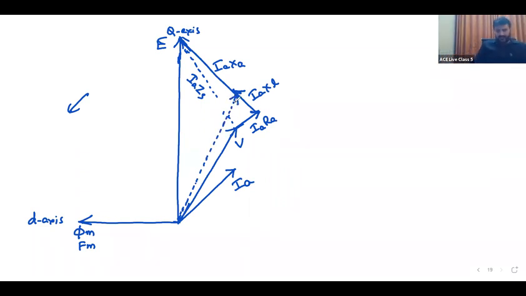Okay. This is said to be ER, the air gap voltage. Why is it called that? The reason is IA. First, let me write. This is delta, the angle between E and V. And this is phi. This is psi. Psi is the angle between E and IA.